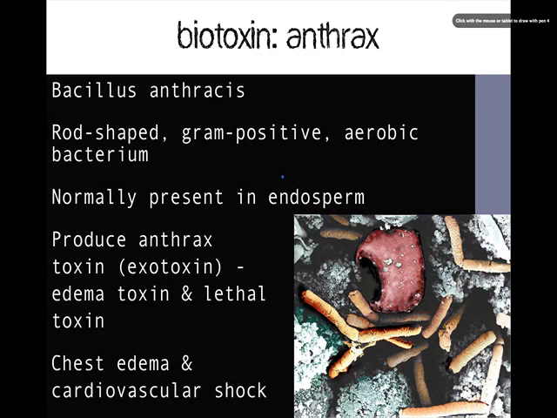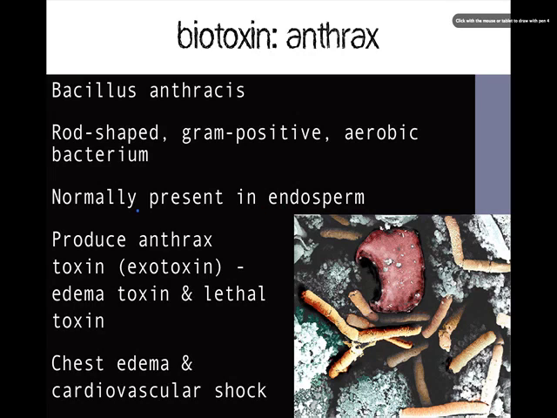The biotoxin anthrax comes from Bacillus anthracis. It's a rod-shaped, gram-positive, aerobic bacterium, and it's normally present as endospores. Since it's present as endospores, it could exist for several years, and then once it is agitated, they become an active form.